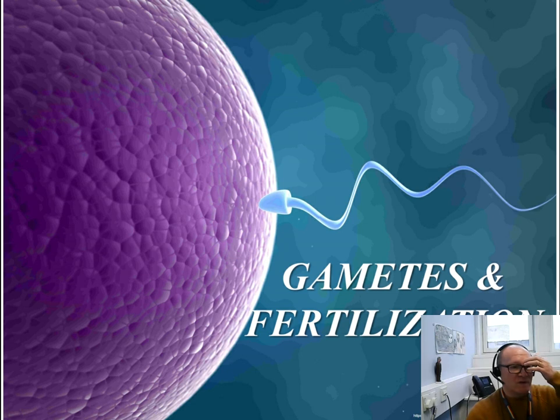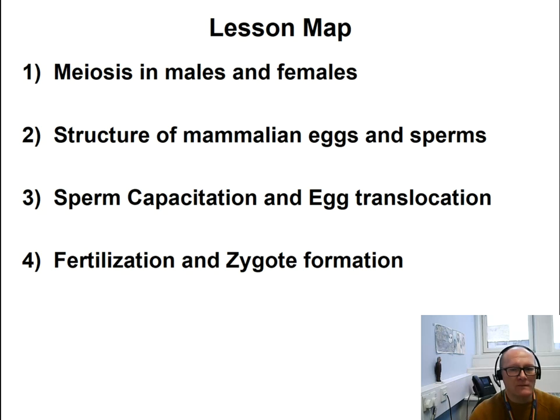All right, so let's talk about gametes and fertilization. During the lesson, we are going to talk about meiosis in males and females. Then we will talk about the structure of the mammalian egg and sperm, and sperm capacitation as well as egg translocation, and finally fertilization and zygote formation.